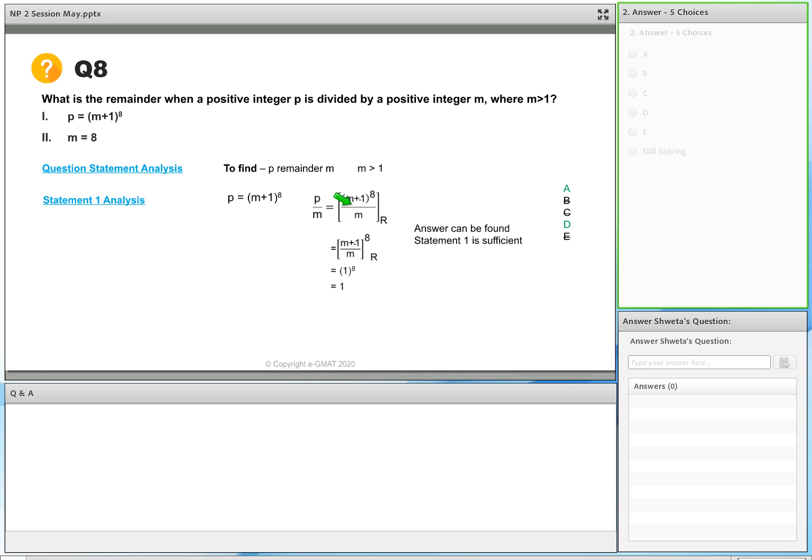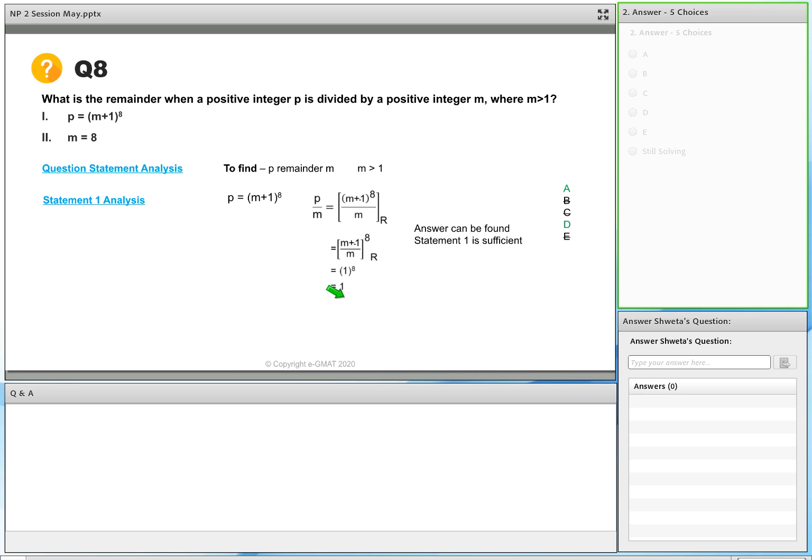If you look at this sum here and then this power, now you know you can separate all of this for remainders. So you can just put the power outside and think about just m plus 1 being divided by m. Now, when m plus 1 is divided by m, what are the separate remainders? First one, when m is divided by m, remainder is 0. When 1 is divided by m, remainder is 1. So 0 plus 1 is 1. So it's 1 to the power 8, which is just 1. It is sufficient.